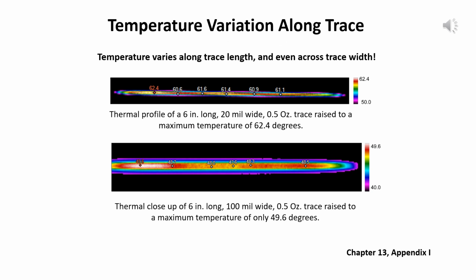These are thermal images of two different 6-inch long traces. One is 20 mils wide, one is 100 mils wide. We typically think that the temperature is constant along a copper trace, but that is far from the truth. The temperature varies by as much as 1.5 to 2 degrees along the trace, but it even varies from the midpoint of the trace to the edge of the trace, because the edge of the trace cools more efficiently than does the midpoint. This is true for every trace we looked at.